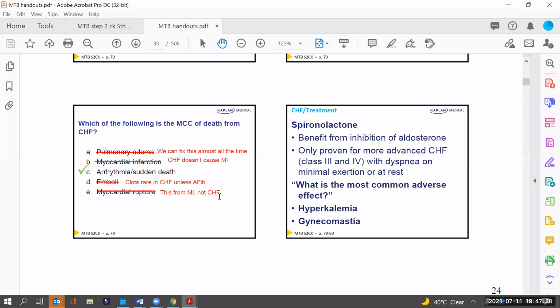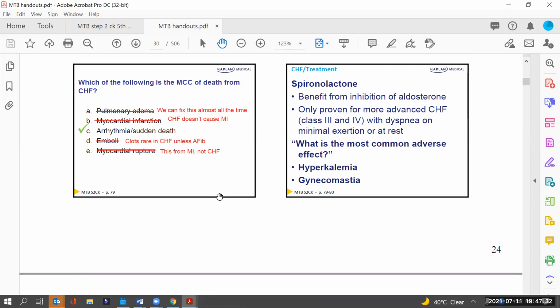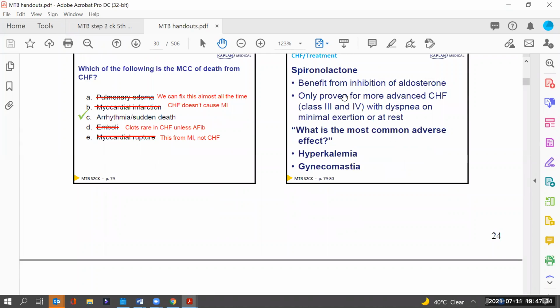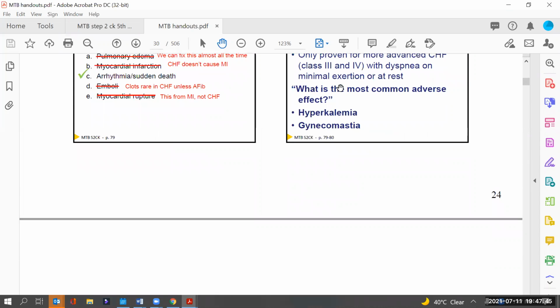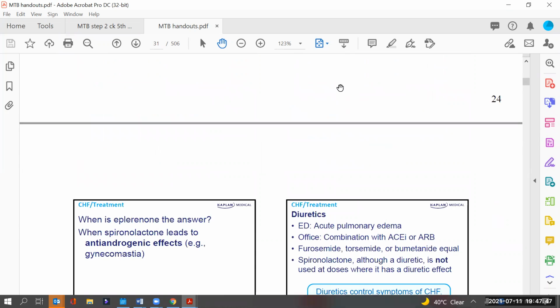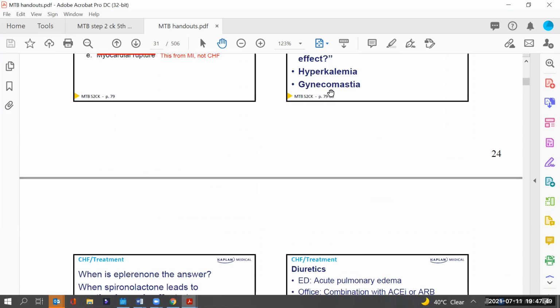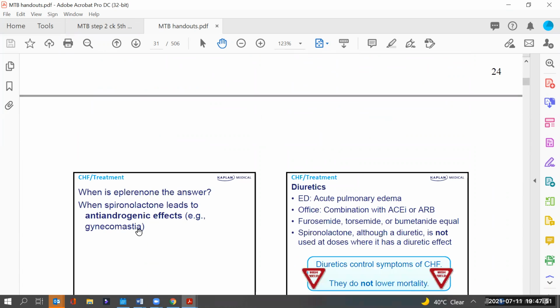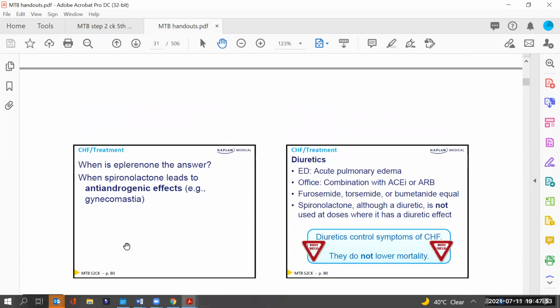What are the most common adverse effects of this one? Hypokalemia, gynecomastia, it's okay. But just remember this one most important point: spironolactone is not going to be a diuretic here. It's going to, of course, decrease the mortality, but in very advanced disease. When gynecomastia is severe, you can switch to eplerenone because it has no anti-androgenic effects.